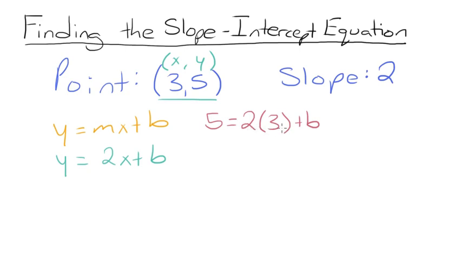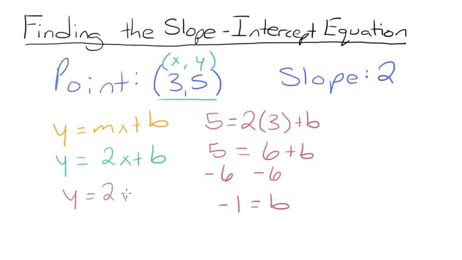We're going to start by multiplying 2 and 3 on the right side, so we'll get 5 equals 6 plus b. Then we're going to subtract 6 from both sides. That gives us -1 is equal to b. So now that we know that our y-intercept is -1, we can go back to our equation over here and plug in this value. So we'll have y equals 2x plus -1.